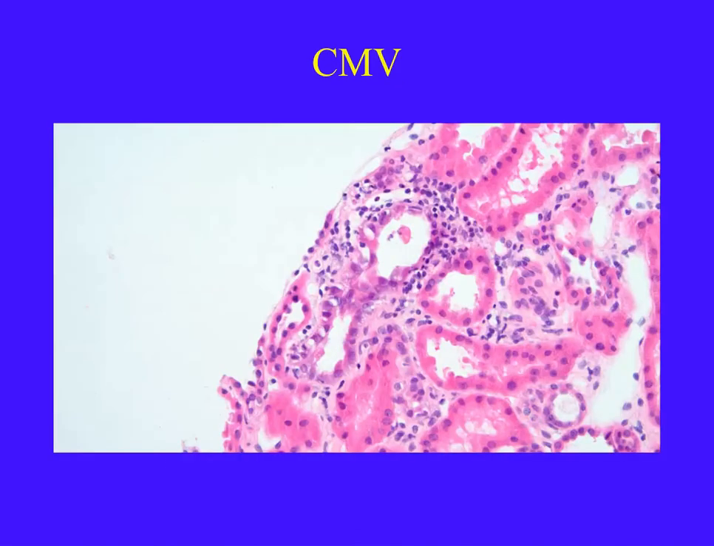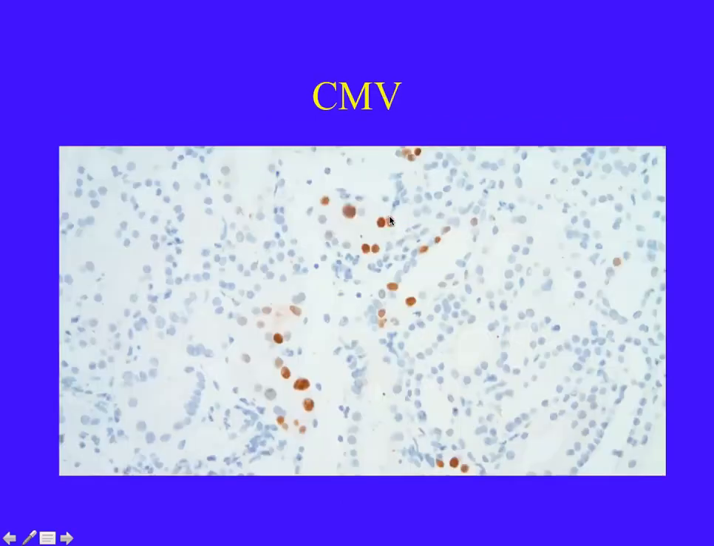For instance, here, in this case of CMV infection, you can see that the tubule shows strange nuclear profiles and is involved by small lymphocytes that cross through the tubular basement membrane. Immunoperoxidase studies performed for the CMV antibody revealed strong nuclear staining in the affected tubular epithelial cells.